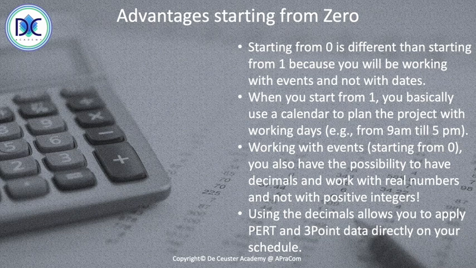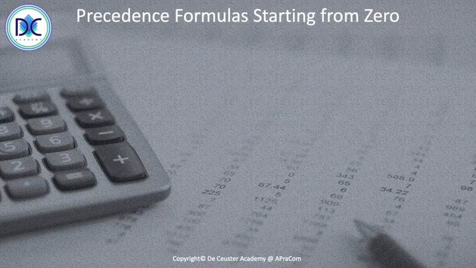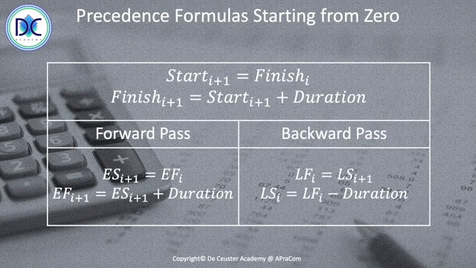When we look at the precedence formula starting from 0, here we have the different formulas. The start of the successor is equal to the finish of the predecessor. The finish of the successor is equal to the start of the successor plus the duration. And with the forward pass, we can say that the early start of i plus 1 is equal to the early finish of i, and that's what we represent here, just using early start and the index. Early finish of the successor is equal to the early start of the successor plus the duration.